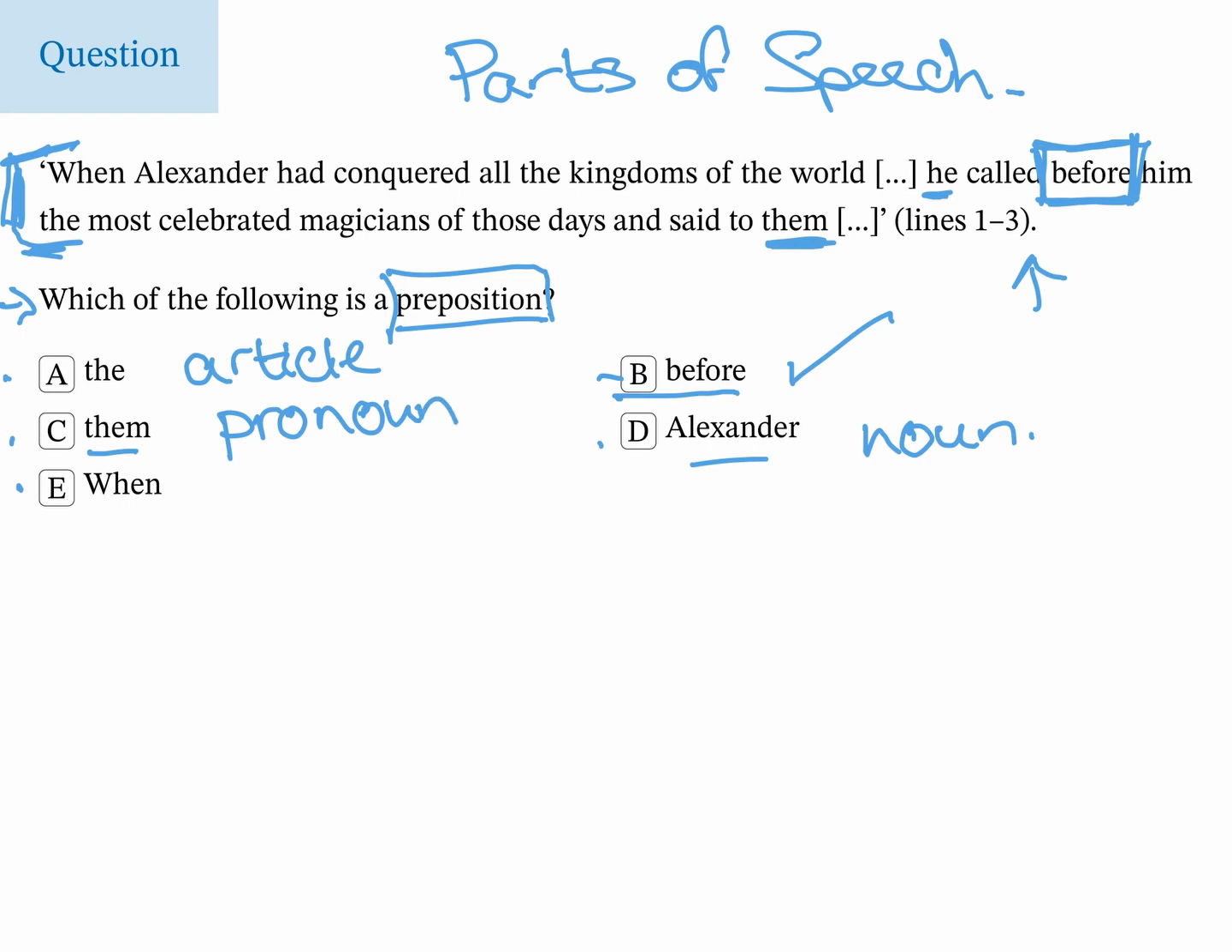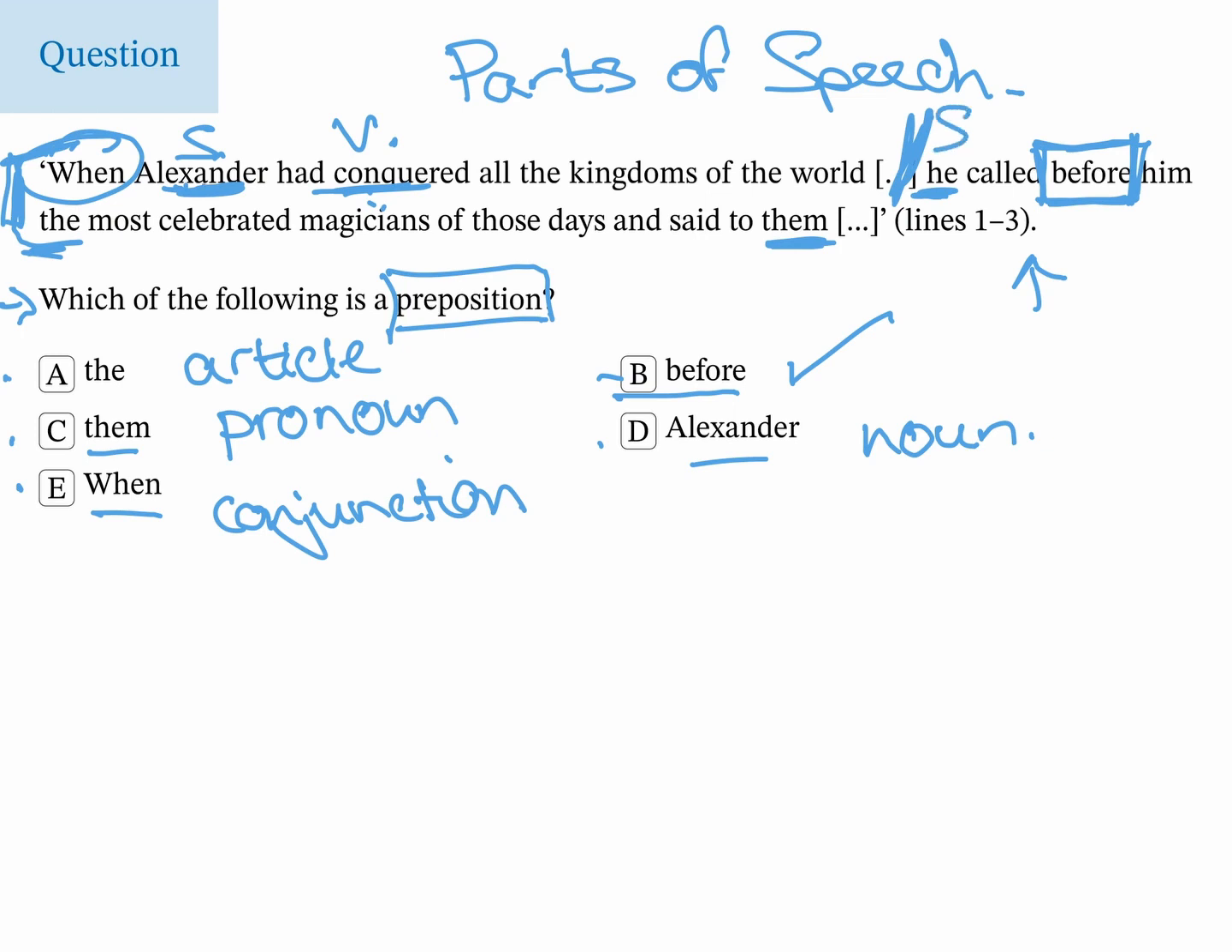And we have this word when at the beginning. Here, when is a conjunction. So it's connecting two different clauses. You can see here you've got Alexander, the subject, and here is a verb. What did he do? Alexander had conquered, and then here we've got another clause, another subject. He is the subject, the person, and called is the verb. So we've got these two, and they're connected by this one, a conjunction. Hopefully you know all these words. Anyway, you know preposition, which is fantastic. Let's do another one like this.